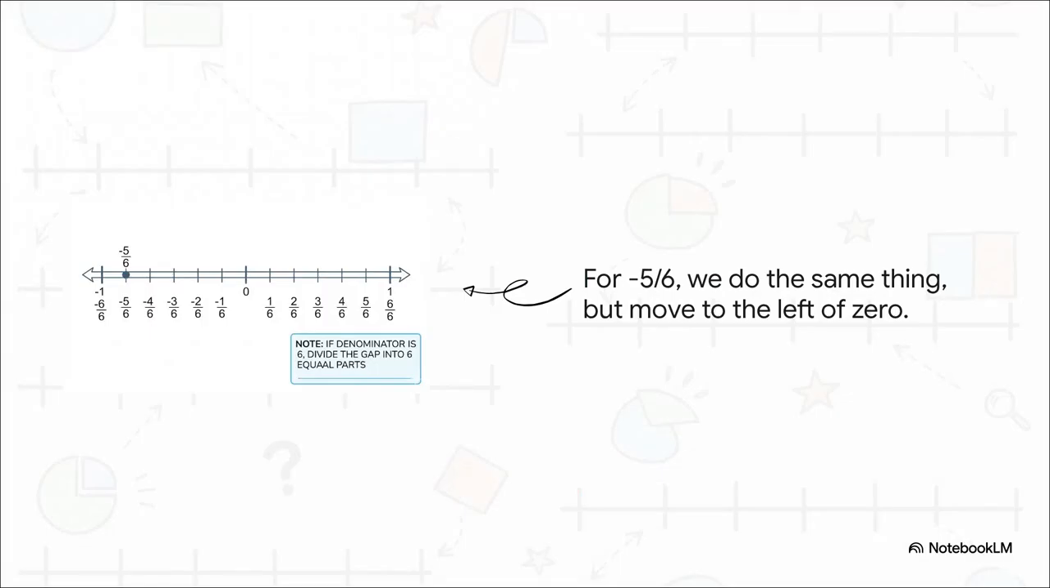Turns out, it's pretty much the exact same idea. We just go in the opposite direction. So for -5/6, the denominator is 6. That means we divide the space between 0 and -1 into 6 equal parts. The numerator is 5, so we just take 5 steps to the left of 0. See? Same logic, different direction.